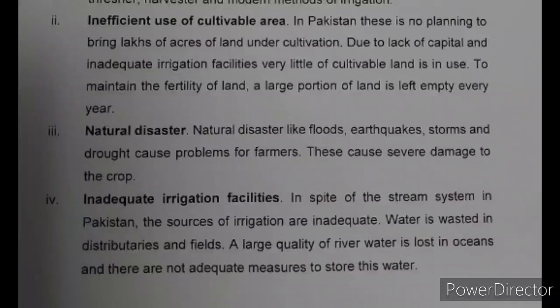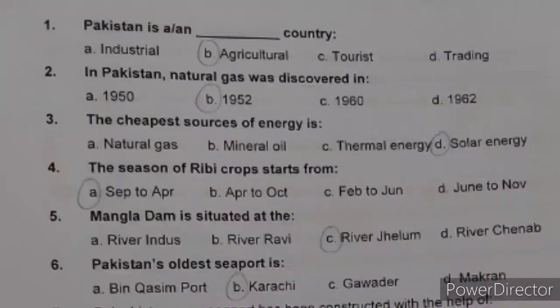Now we are doing some extra MCQs of this chapter, and then we will do the additional short question answers of this chapter. The additional MCQs are: Pakistan is an agricultural country. In Pakistan, natural gas was discovered in 1952 at Sui, Balochistan. The cheapest source of energy is solar energy. The season of the Rabi crop starts from September to April. Mangla Dam is situated on the river Jhelum.